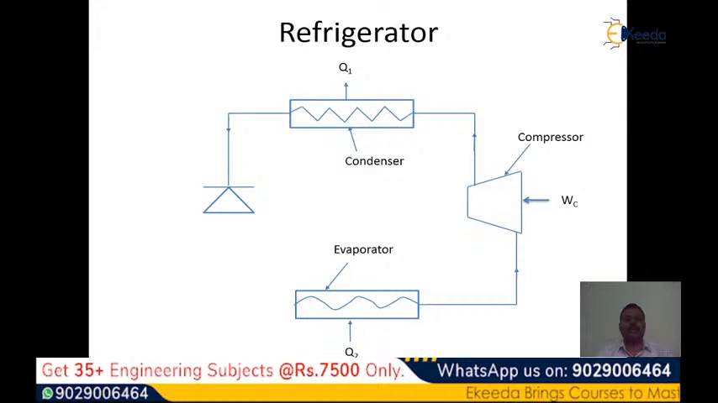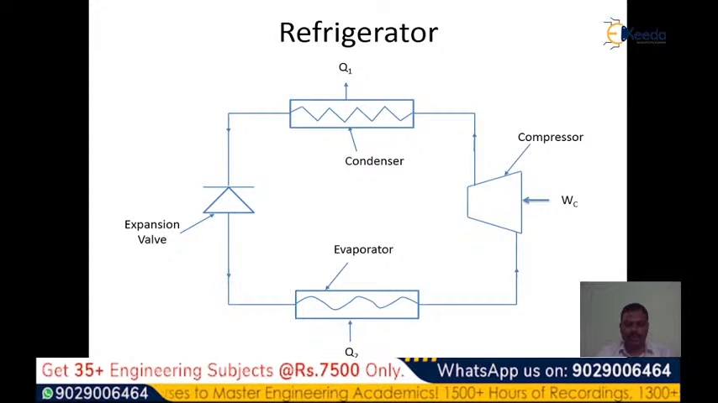the expansion valve, where it gets expanded, and when it is expanded, its temperature decreases, so that low temperature refrigerant enters the evaporator. That is how the heat from the refrigerated space is removed and rejected to the atmosphere. That is how it takes place.